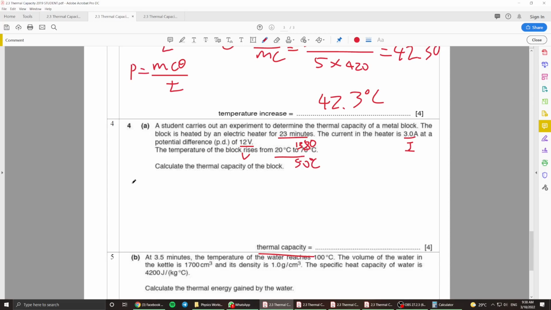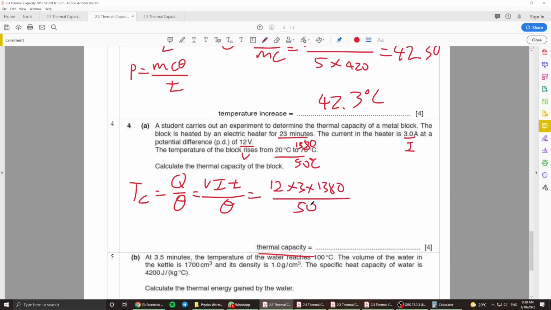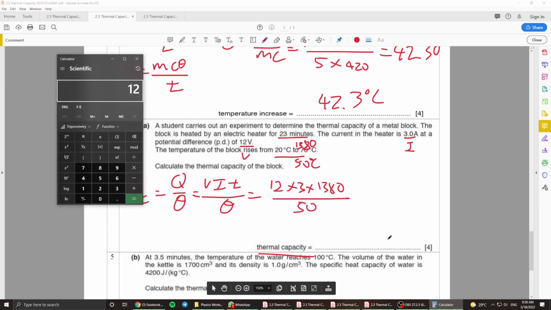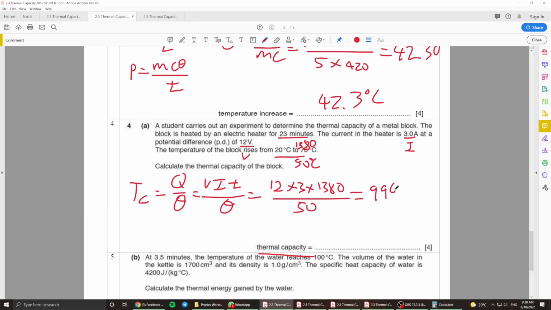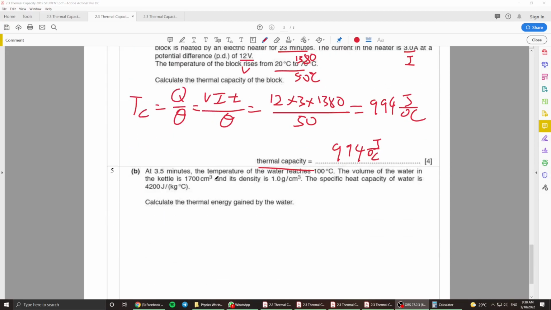Calculate the thermal capacity. Thermal capacity is yet again Q over theta. In this case here, energy will be VIT over theta, which in this case will be 12 times 3 times 1,380 divided by your theta of 50. Press this in the calculator, which is going to give you a thermal capacity of 994 joules per degree Celsius.